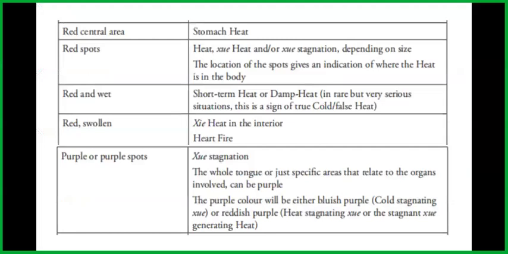Purple or purple spots is blood stagnation, and the whole tongue or just specific areas that relate to the organs involved can be purple. And the purple color will be either bluish purple, which is cold stagnating blood, or reddish purple, which is heat stagnating blood or the stagnant blood generating heat.